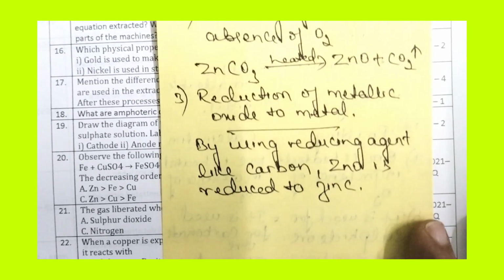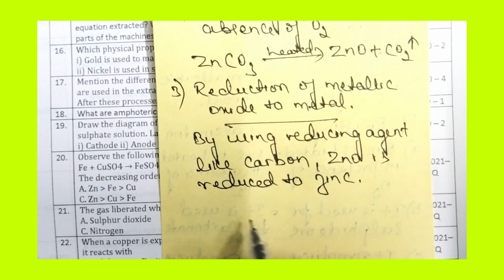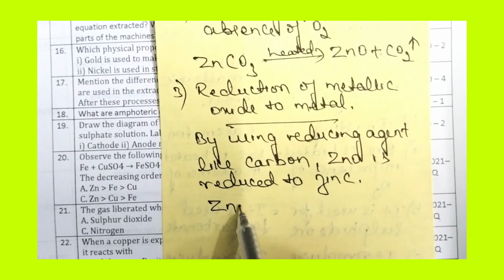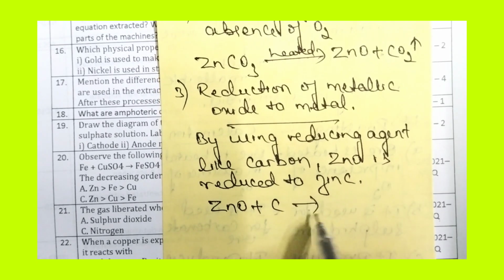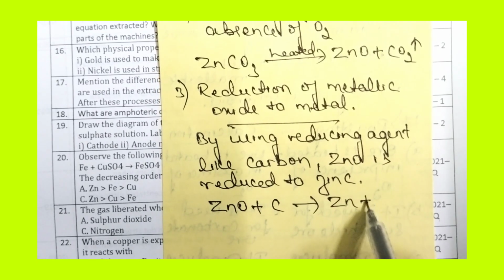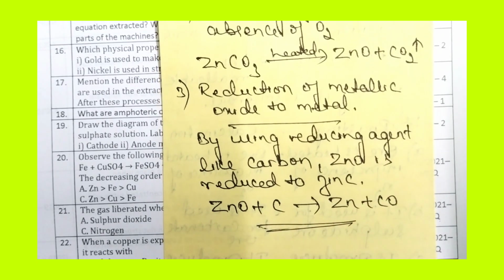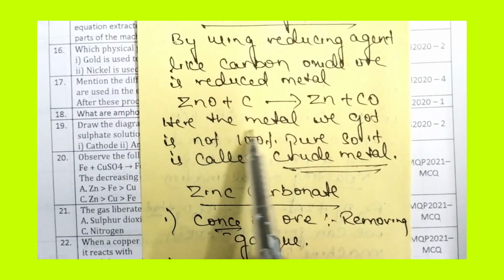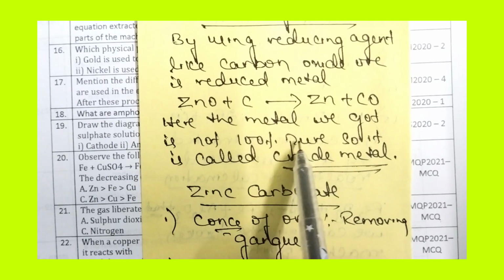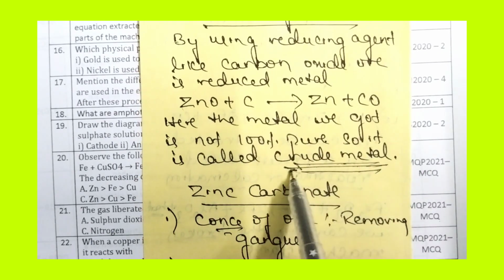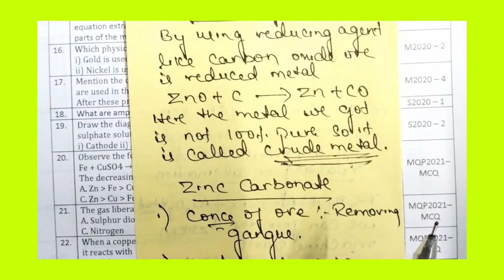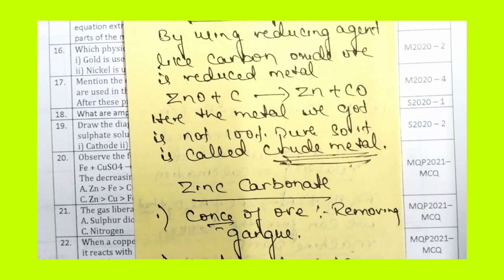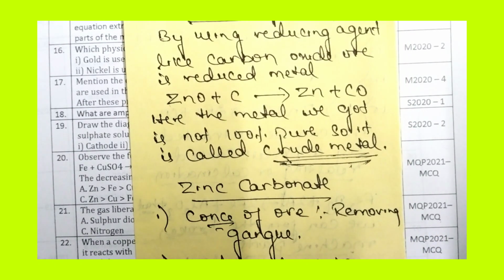Zinc oxide is reduced to zinc. So let us write the equation: ZnO + C gives Zn + CO. Again you have to write here the metal we got is not 100% pure, so it is called crude metal. To get 100% pure, we have to go for refining. So this is the answer for the 17th question.